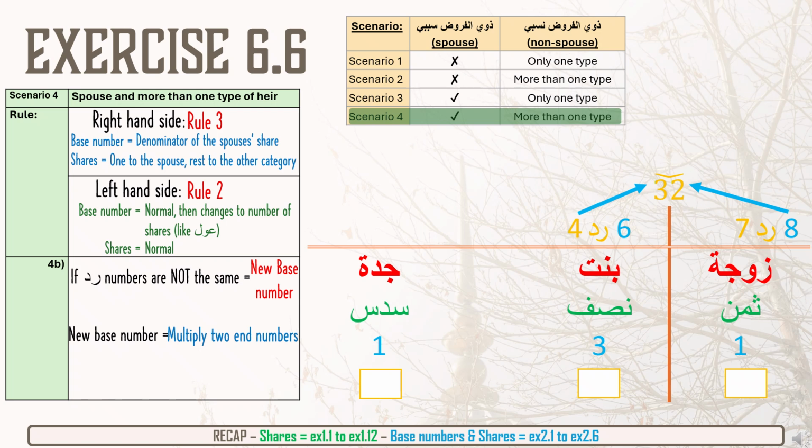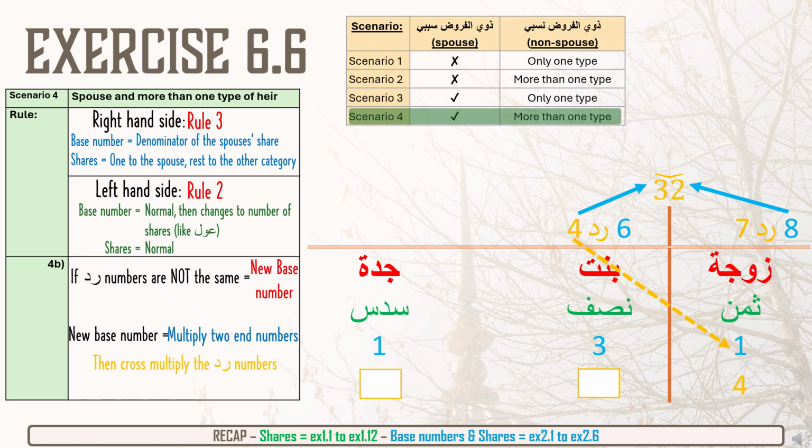And since we've increased the base number, we also need to multiply the shares. And the way we do that is we cross multiply the Radd numbers. So let's start off with the number 1 on the right hand side. We will multiply the Radd on the left hand side with the number on the right hand side. So it will be 4 times 1, as you can see with the arrow, which will mean that the wife's share is now 4.